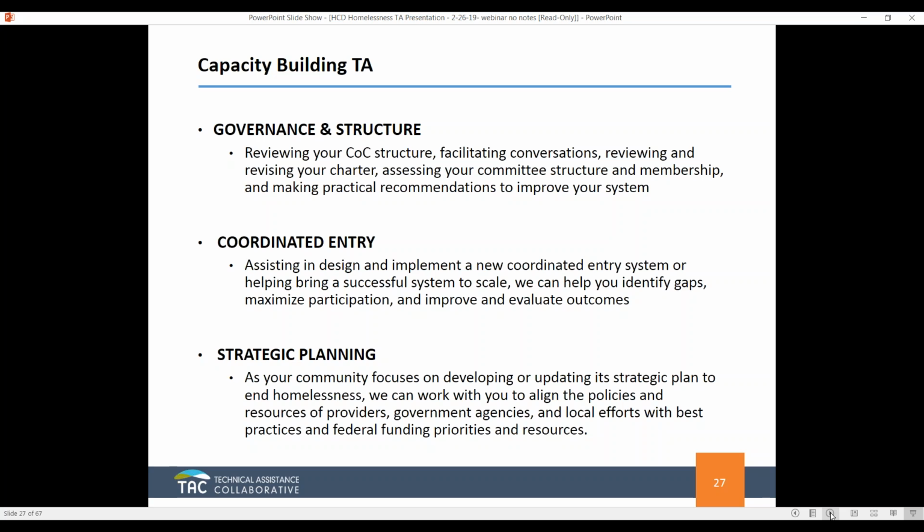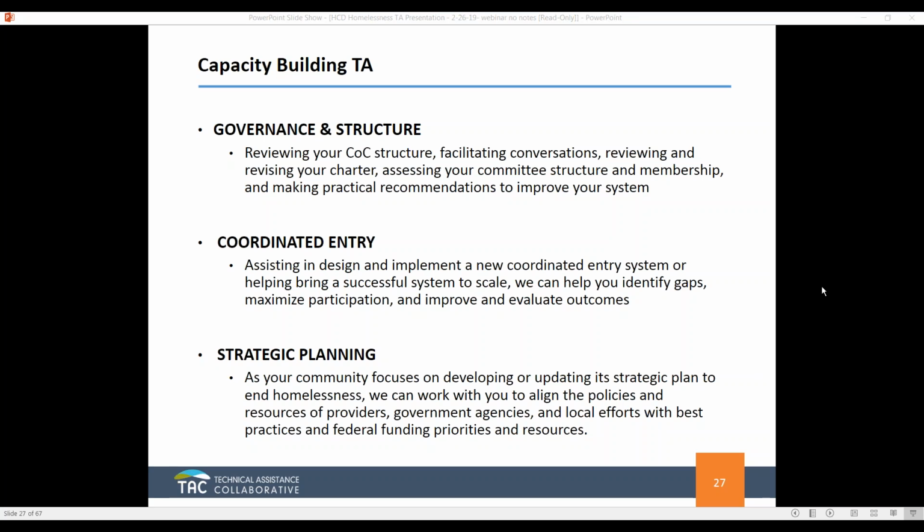Coordinated entry, for communities that are still in the design phase, we can help strengthen the design of it. We can help with implementation. We can help with an evaluation of a coordinated entry system that's actually been working for a while and maybe needs tweaks now that you have been operating it over the years, or some communities are still phasing in the coordinated entry. We can help folks bring their systems to scale.